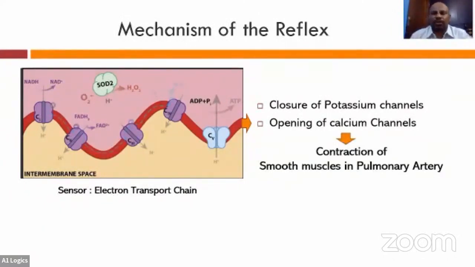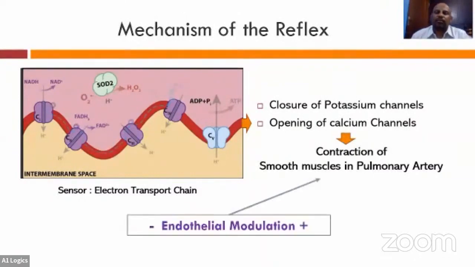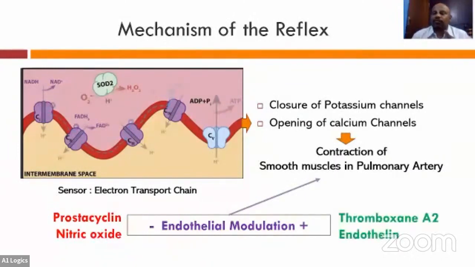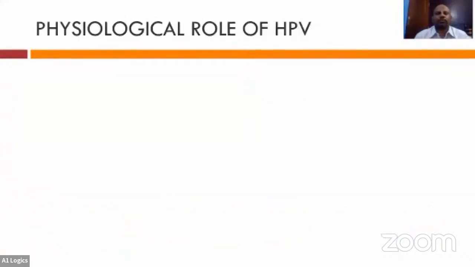So what is the role of endothelium? Endothelium acts as a modulator for this reflex. This reflex can occur even without endothelium, but if endothelium is there, some amount of modulation occurs. The negative modulators are prostacyclin and nitric oxide; if these two are not there, the HPV will not occur well. And if there is thromboxane and endothelin, this HPV reflex is augmented.